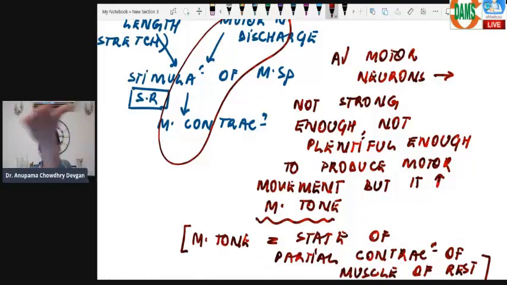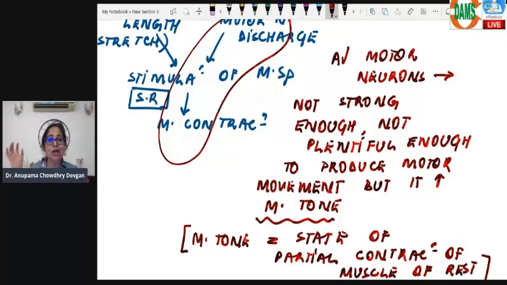Have you understood? For example, if the elbow is extended, the biceps is at rest. And if you feel for the biceps, there is some degree of tone. There is a degree of partial contraction of the biceps even at rest. That is called muscle tone. The biceps in this situation is not flabby. So please remember, A gamma discharge stimulates the spindle. It produces a contraction, but not sufficient to produce a movement. It can only increase the muscle tone. And what is muscle tone? The state of partial contraction of the muscle at rest.